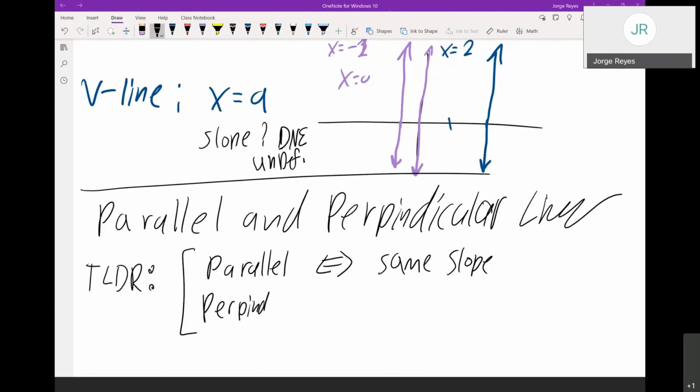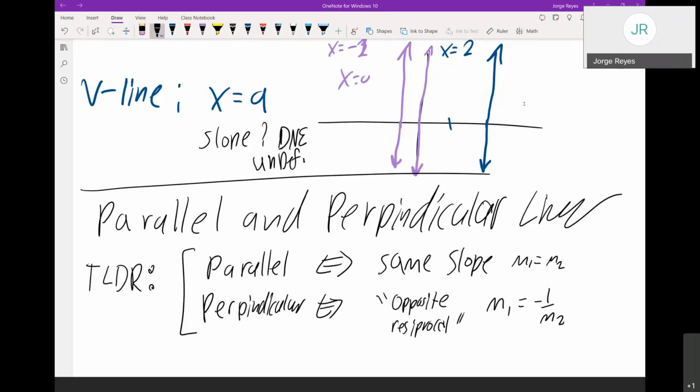Perpendicular, if it's the opposite reciprocal. So we say lines are perpendicular if their slopes are opposite reciprocals. So m1 equals -1 over m2. And here it's m1 equals m2.